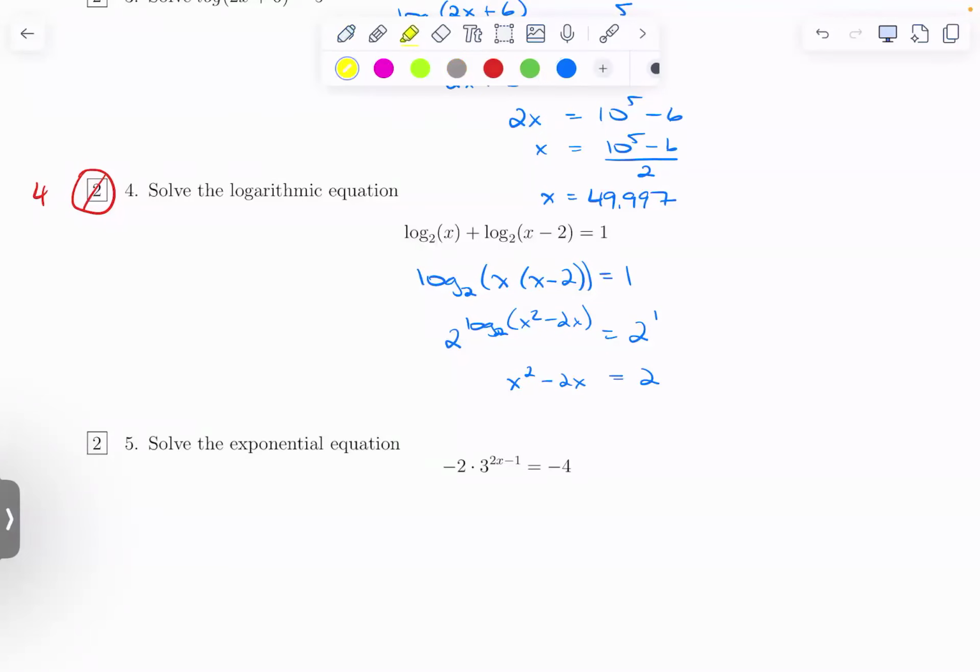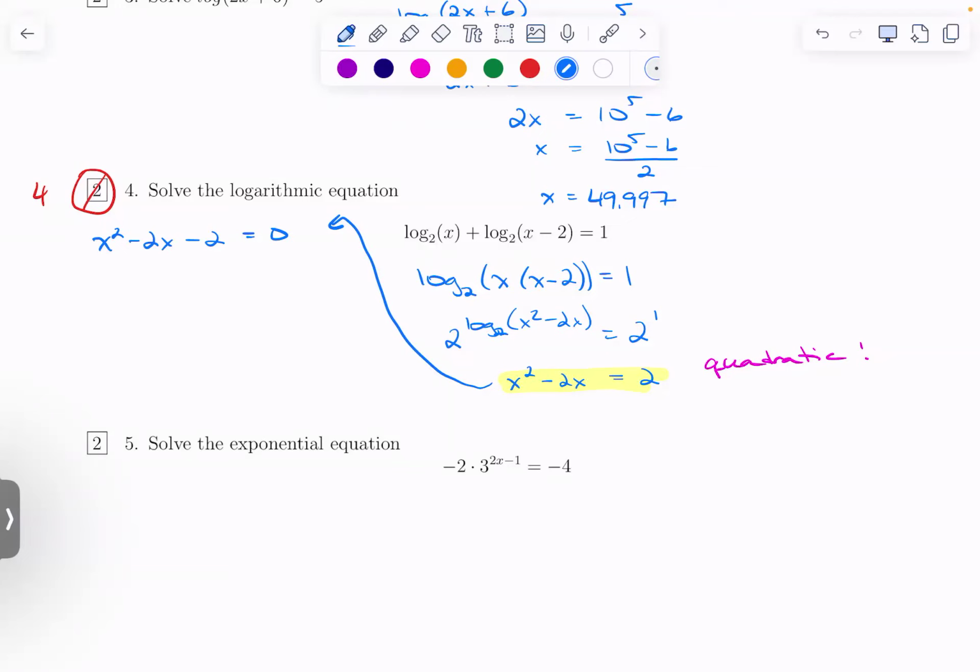But here, what did I say in the core concepts? Keep an eye out for quadratics. This is a quadratic. X squared minus 2x minus 2 is equal to 0. Right? So let's go here. Here, this is a quadratic. I get x squared minus 2x minus 2 is equal to 0. Has to be equal to 0, right? Otherwise the quadratic formula isn't going to work.